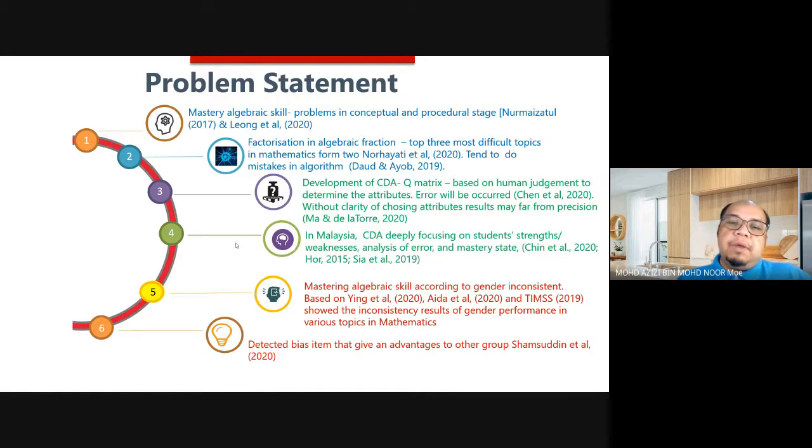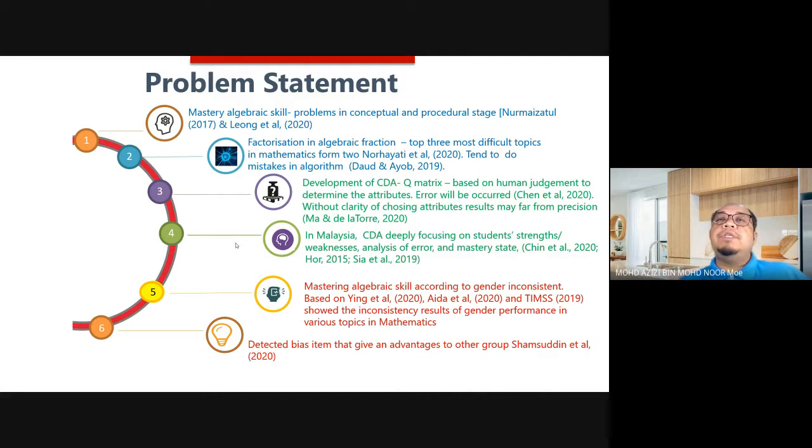Okay, the problem statement. Why do students have difficulties in mastering algebraic skill? Because they have problems in conceptual knowledge and the procedural stage. This is a big concern. It is supported by students' perceptions that factorization in algebraic fractions was among the top three most difficult topics in mathematics Form 2. So these are the issues in algebra.